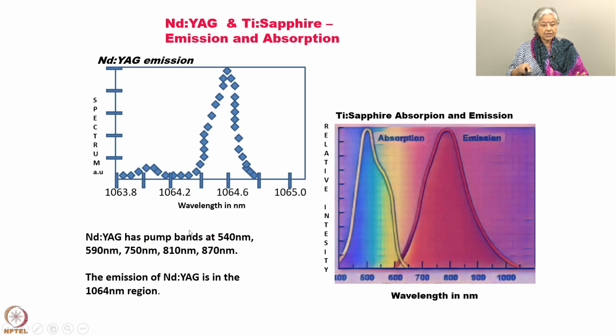Now, here I have shown the emission. As you can see, the wavelength is around 1064 nanometer. So, the center is around 1064 and you have a band of other emission wavelengths too. This is an experimental figure, and this gives you the bandwidth, which is very important. This emission bandwidth is the difference between YAG and glass.